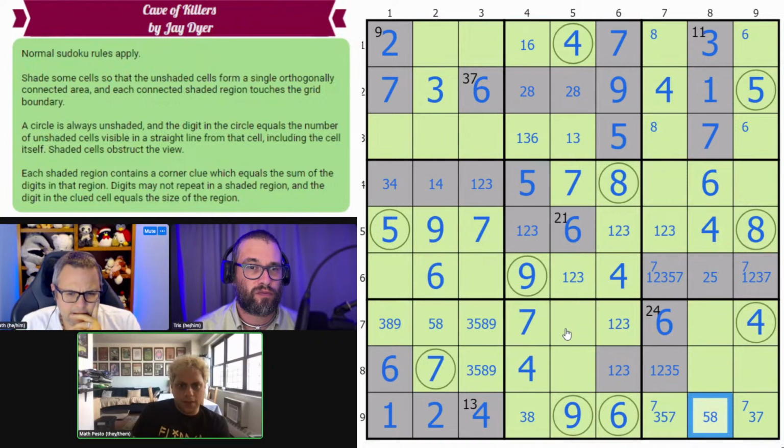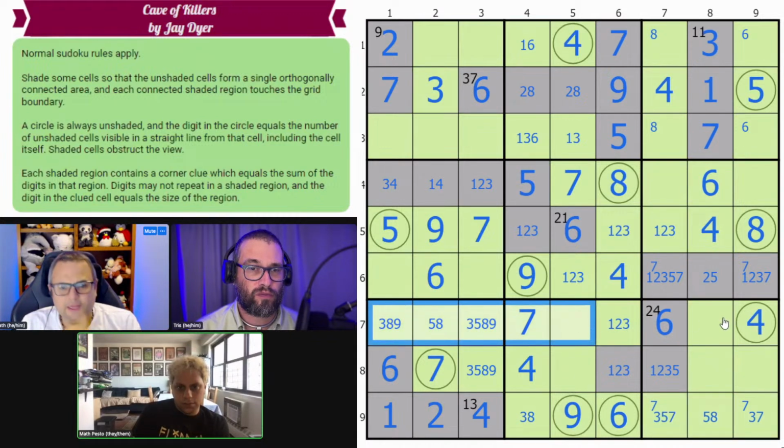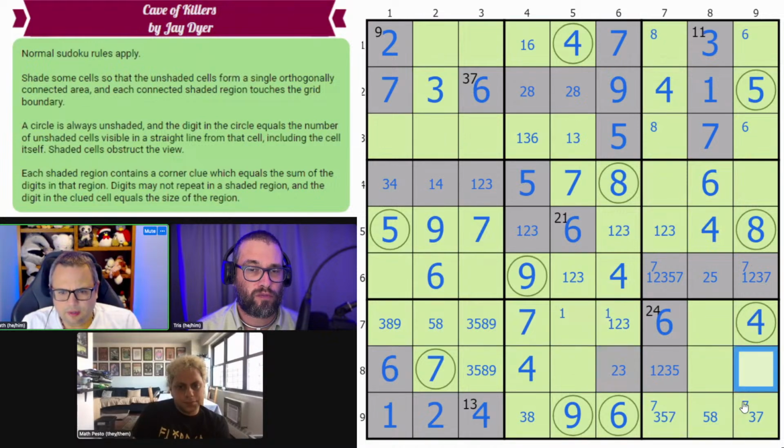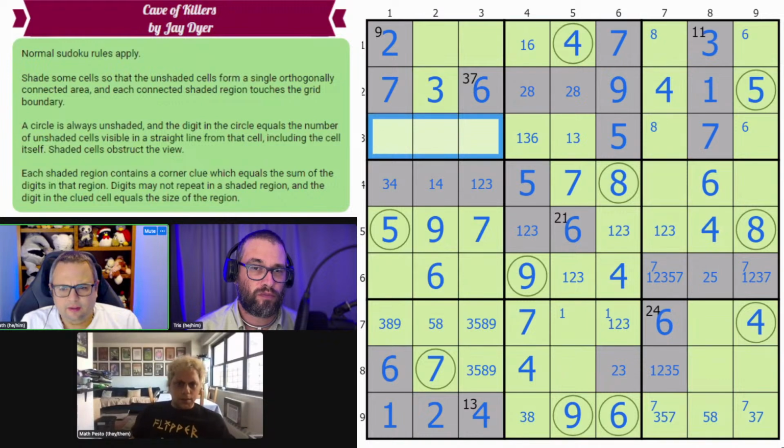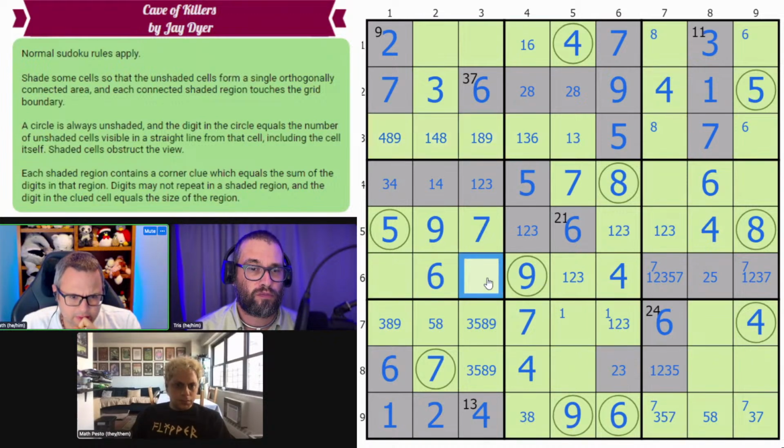Oh, 1 in row 7 has to be in box 8. Yes. So that is not a 1. This means one of those 3 is a 1. Let's see. Is any of this spicy if we fill it in? Not quite. One of these two is a 1, 2, 3.